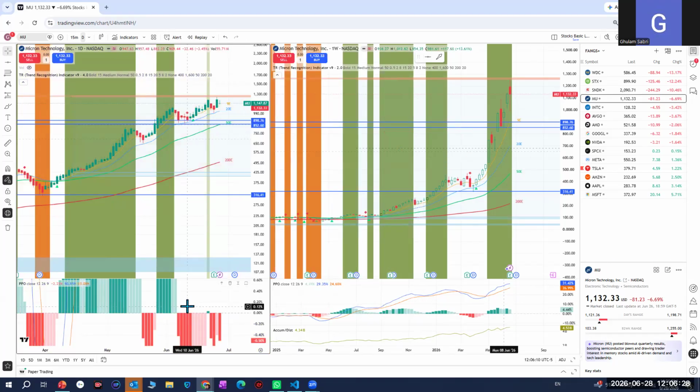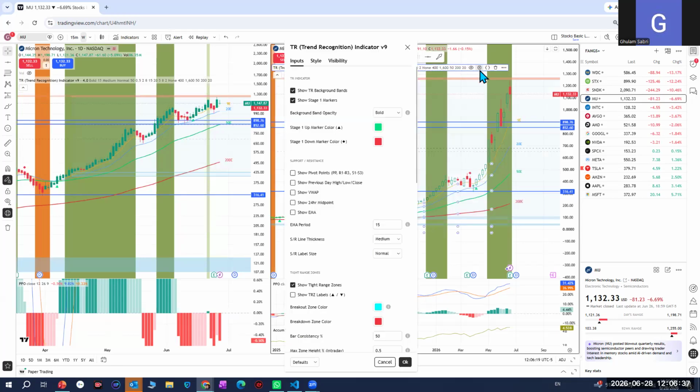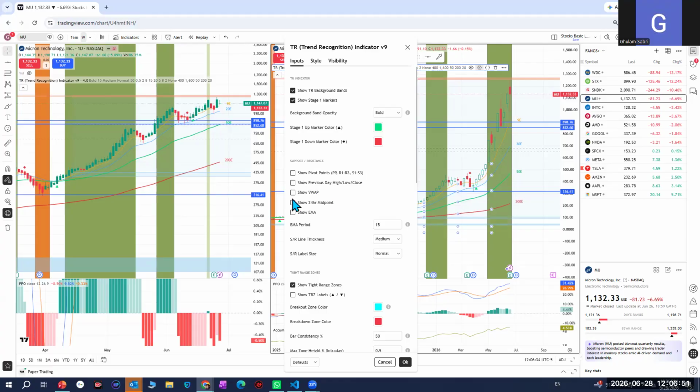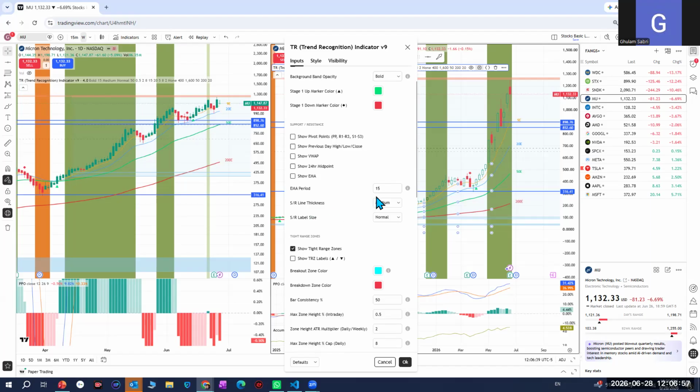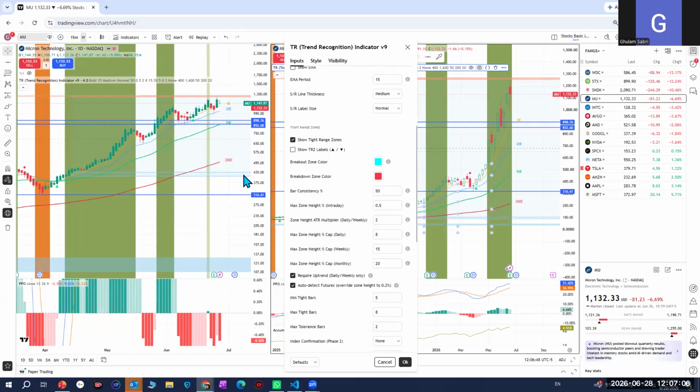And as far as the TradingView TR indicator is concerned, it has its own set of settings here. You can go here and, for example, change the color of these items, the bands, stage 1, stage 2 color. Now for day trading, this is a weekly, so that's why I turned it off. The pivot points, VWAP, midpoint. You can also have this 15 period EMA. I only suggest that for the day traders: you have the 15 period EMA on, support line, resistance. And you remember I showed you about the tight range zone with the color and other stuff.